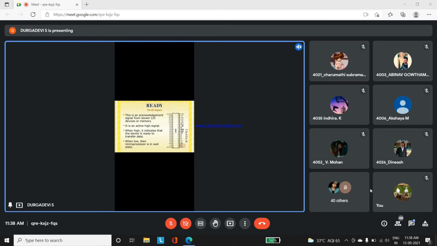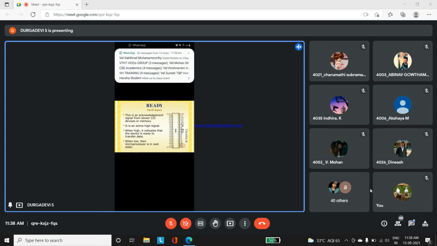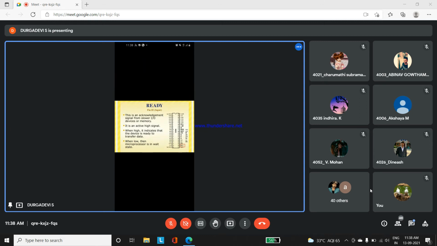Okay. Is it clear? Since the processor and IO device are of different speeds, the processor need not wait until the data is transferred. Here the input device is intimating your processor that data is now ready to be transferred. When the ready pin is equal to 1, data will be transferred from the input device to your processor.